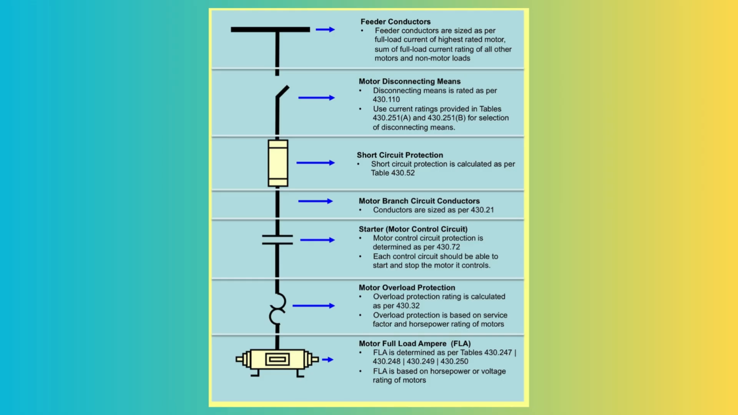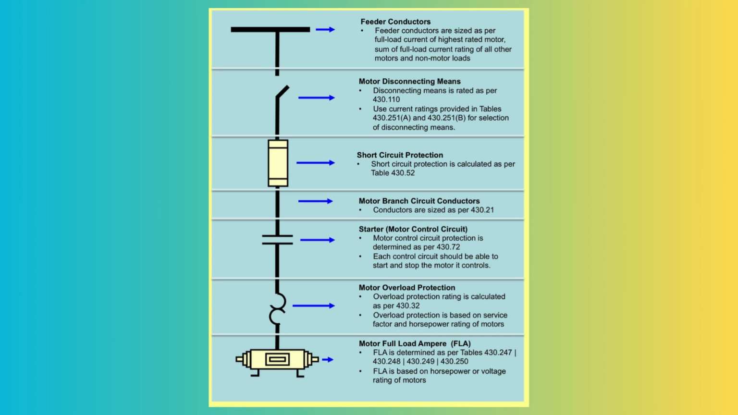Motor disconnecting means. Disconnecting means are rated according to section 430.110. Current ratings from tables 430.251(A) and 430.251(B) should be used to select the appropriate disconnecting means.